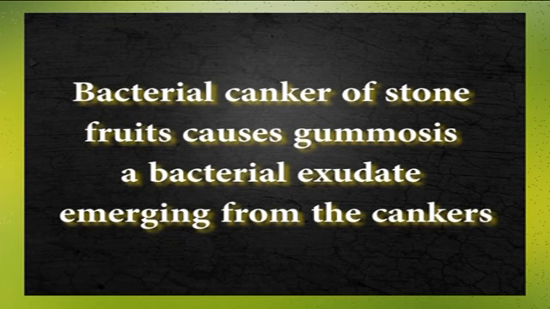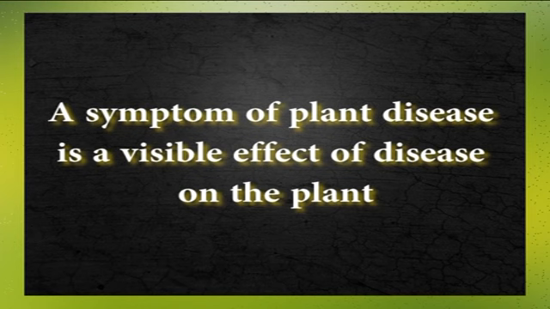For example, bacterial canker of stone fruits causes gummosis, a bacterial exudate emerging from the cankers. The thick liquid exudate is primarily composed of bacteria and is a sign of the disease, although the canker itself is composed of plant tissue and it is a symptom. A symptom of plant disease is a visible effect of disease on the plant.